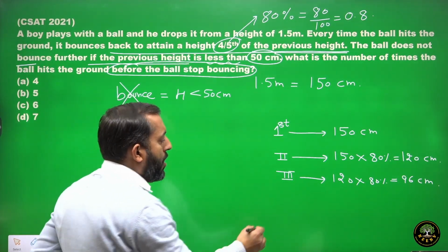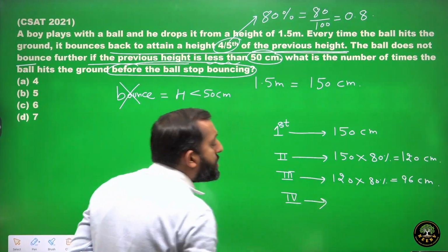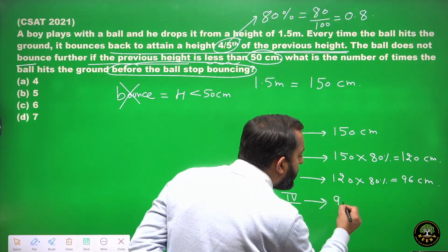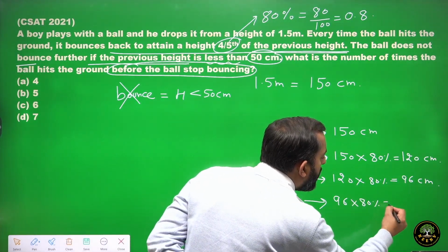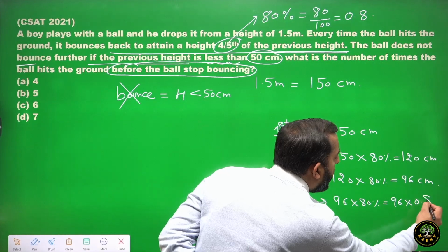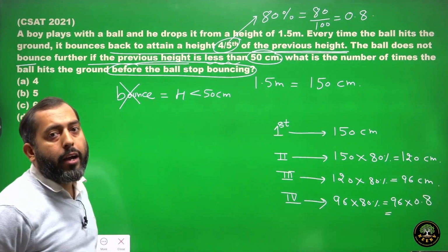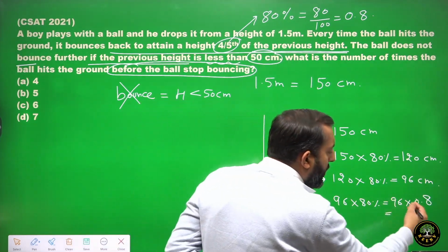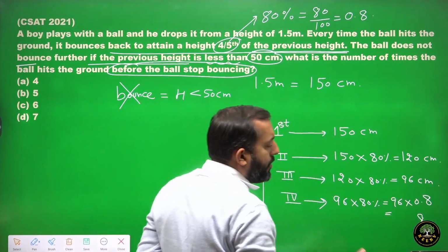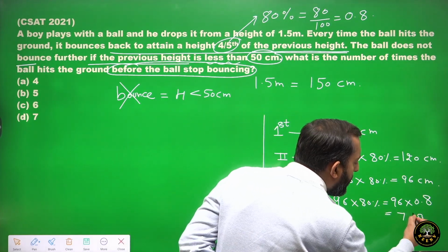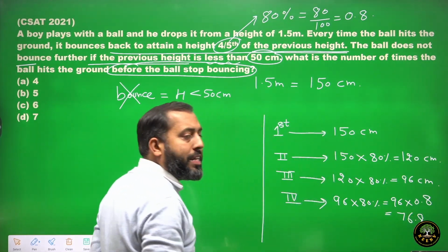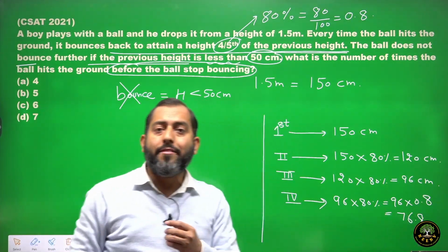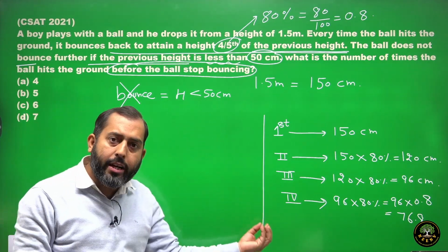Okay. So now let's calculate what will be the distance traveled by the ball before hitting the ground for the fourth time. It's going to be 96 into 80%, which is equal to 96 into 0.8, because 80% is what? 0.8. So if we multiply it, 8 6s are 48, 4 is carry, 8 9s are 72, 72 plus 4 is 76. So before hitting the ground for the fourth time, the distance covered by the ball is 76.8, which is more than 50. So definitely it will bounce back.